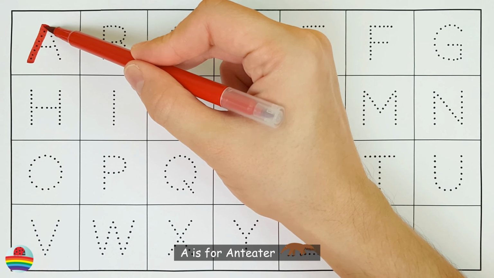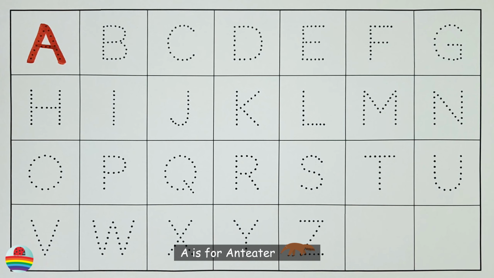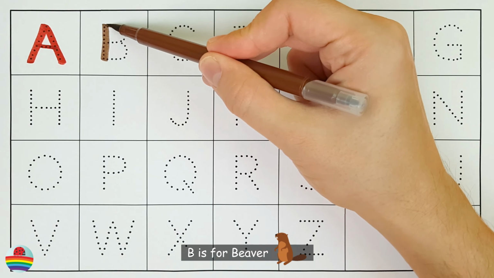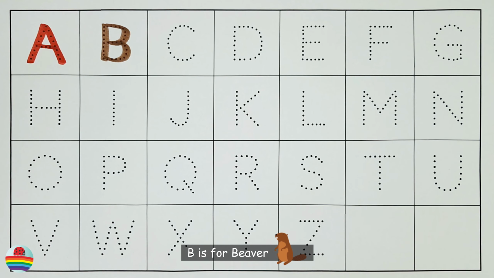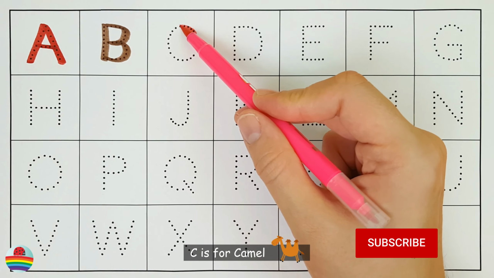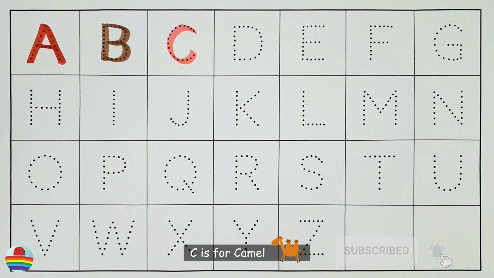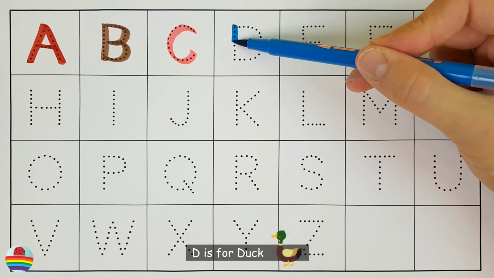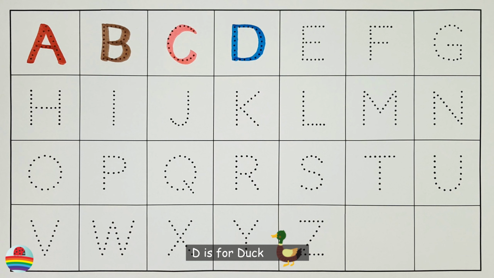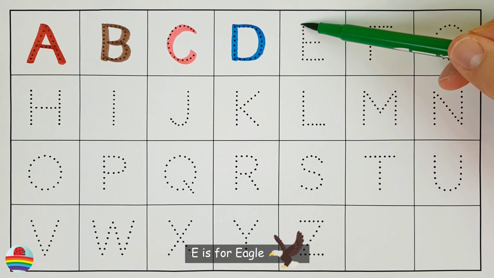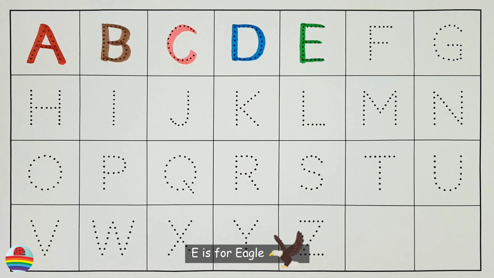A. A is for anteater. B. B is for beaver. C. C is for camel. D. D is for duck. E. E is for eagle.